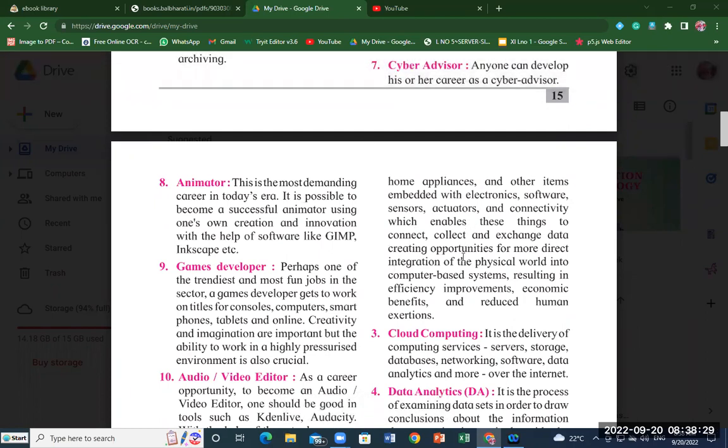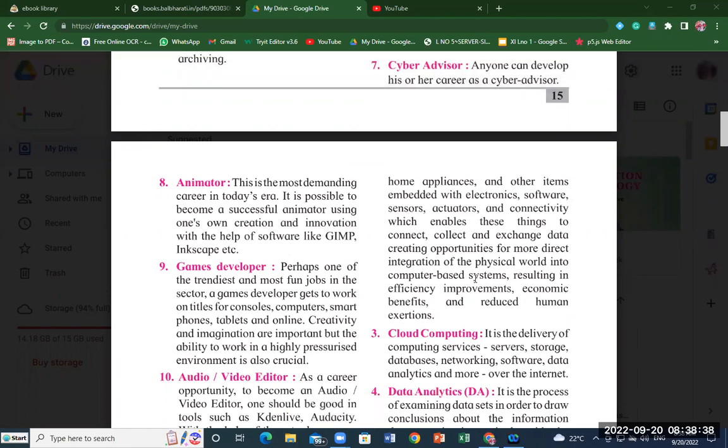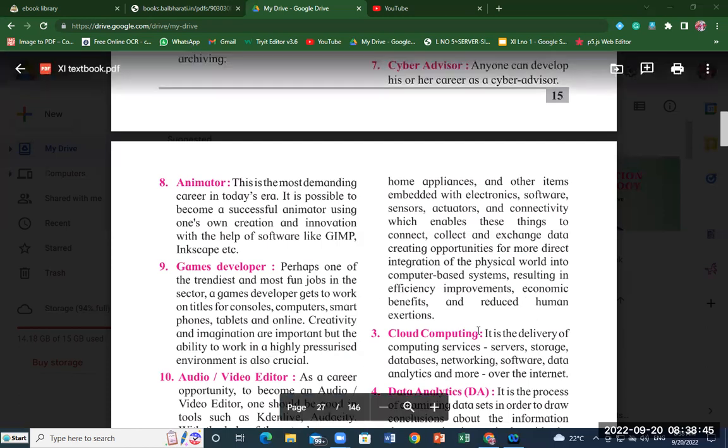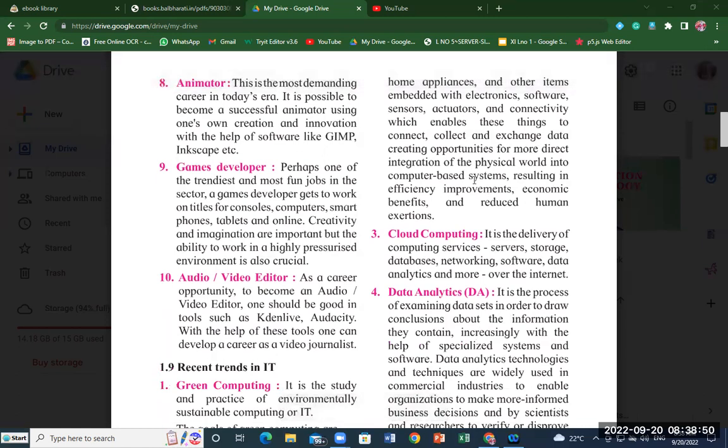Why do we do that? To connect, collect, and exchange data, creating certain opportunities for more direct integration of the physical world into computer based systems, resulting in efficiency improvements, economic benefits, and reduced human exertion. Because of this, human effort is reduced. There's no need for him to go and switch off all the lights and fans. He can, with one click, switch the lights and fans on.